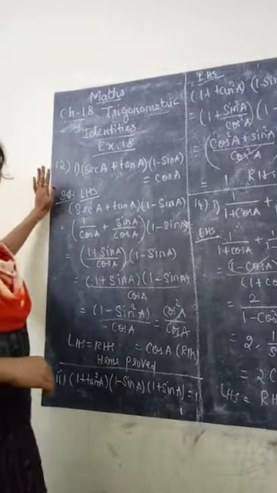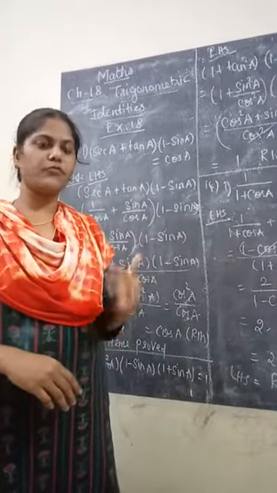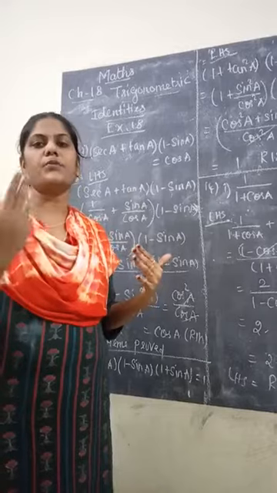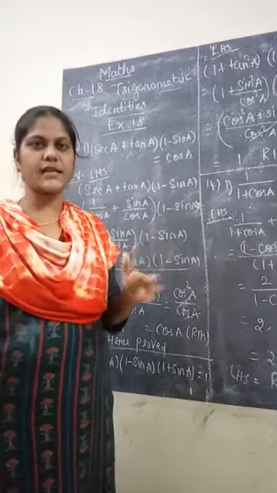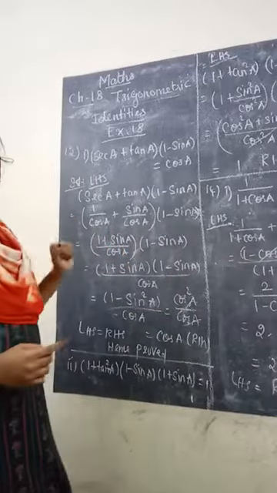Listen to 12th sum. In trigonometry identity, all the sums you need to prove. What's the meaning of proof? Take left hand side and prove right hand side. Otherwise take right hand side, prove left hand side. So all the trigonometry identities are only prove sums. So listen to the 12th sum.